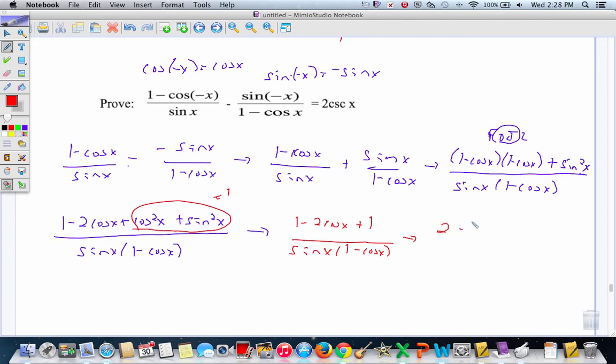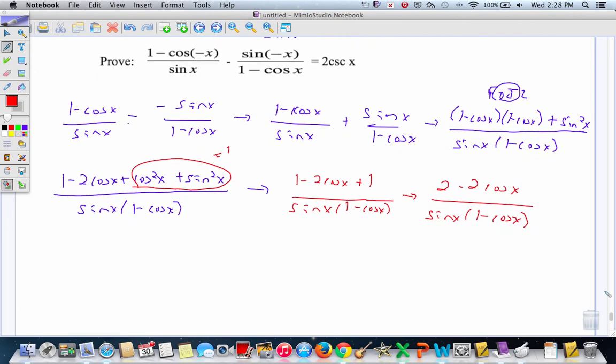Still over my common denominator of sine times 1 minus cosine. Combining like terms, 1 plus 1 is 2 minus 2 cosine over my common denominator of sine times 1 minus cosine. As we continue to move on, my numerator has a greatest common factor of 2. So I'm going to factor 2 out of both terms: 2 times 1 minus cosine over sine times 1 minus cosine.